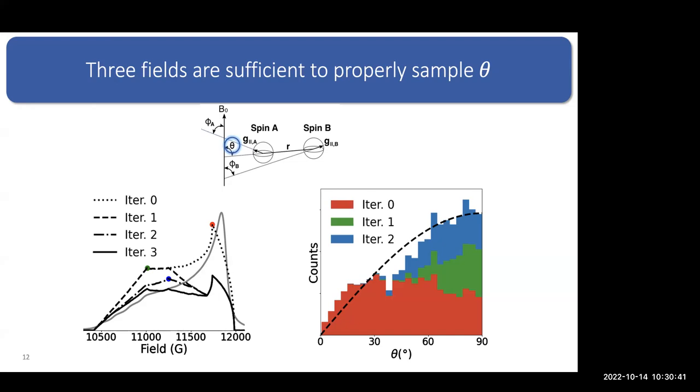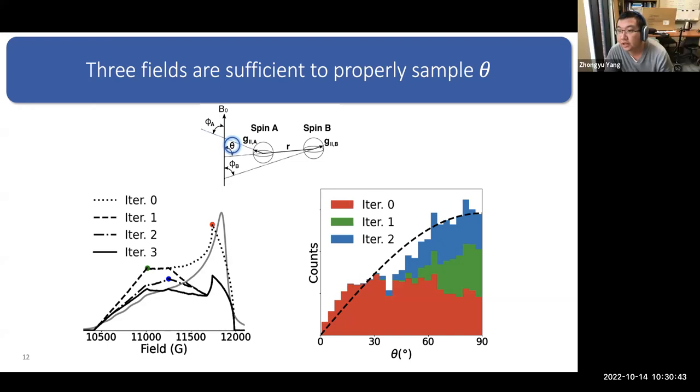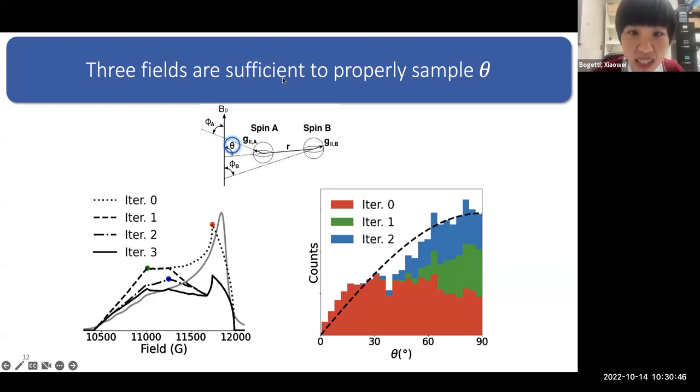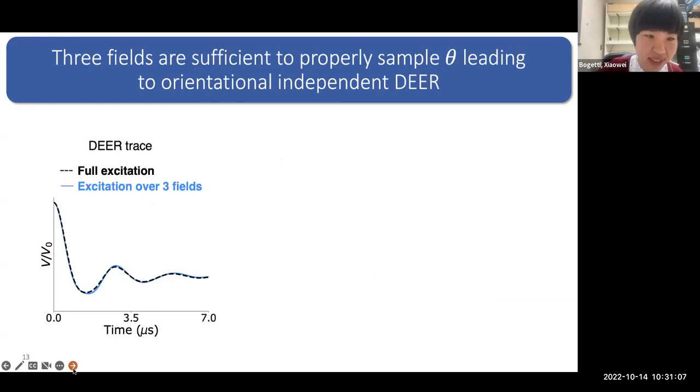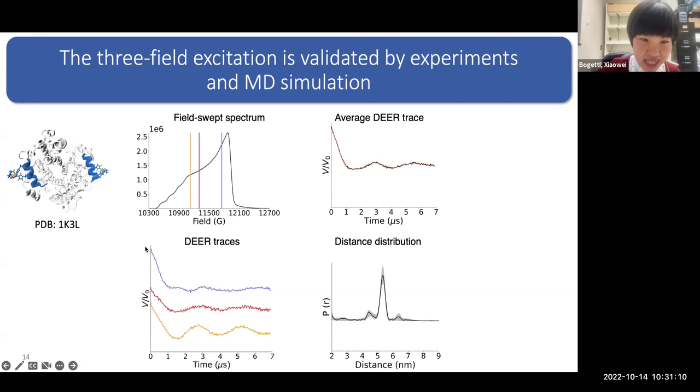Xiaowei, there is a question from the chat. Is three-field Q band sufficient? Would the distance distribution be drastically different if you used only one or two fields? It's a great question again. If we only perform DEER at this red field, and I will show you an example of what the DEER looks like, we can see this red field corresponds to this purple field where I collected DEER.